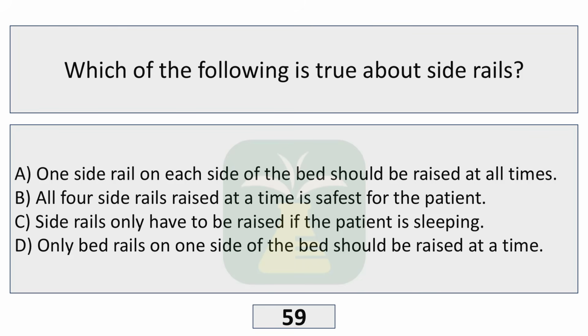Which of the following is true about side rails? A. One side rail on each side of the bed should be raised at all times. B. All 4 side rails raised at a time is safest for the patient. C. Side rails only have to be raised if the patient is sleeping. D. Only bed rails on one side of the bed should be raised at a time.